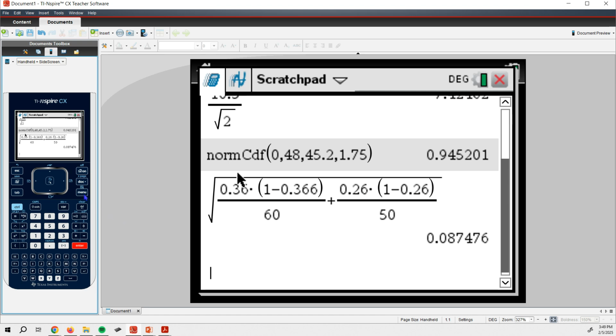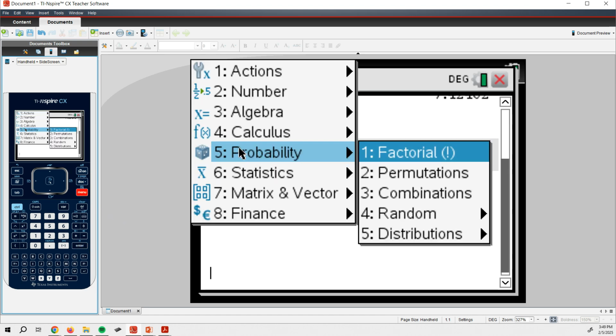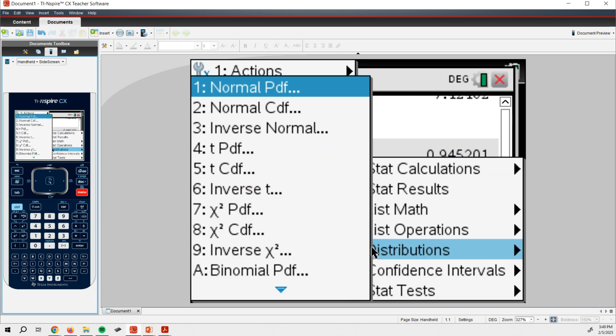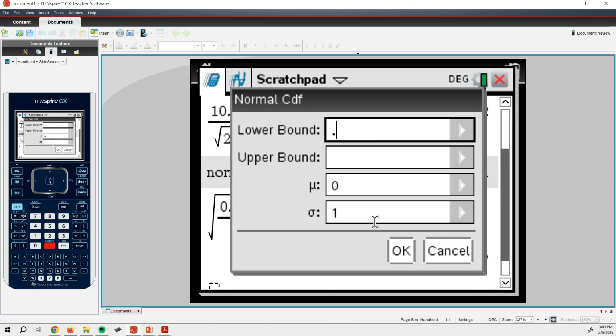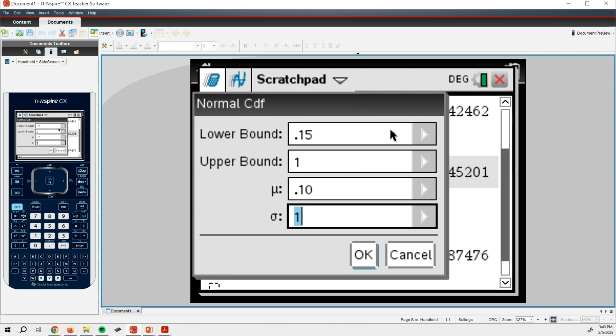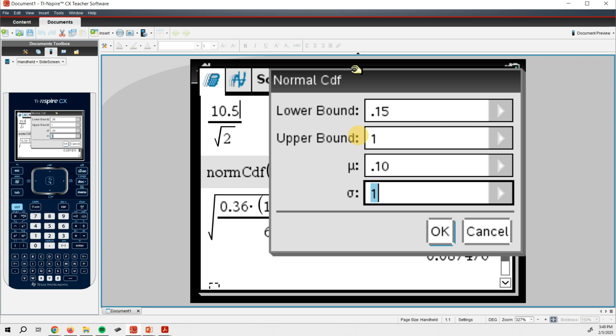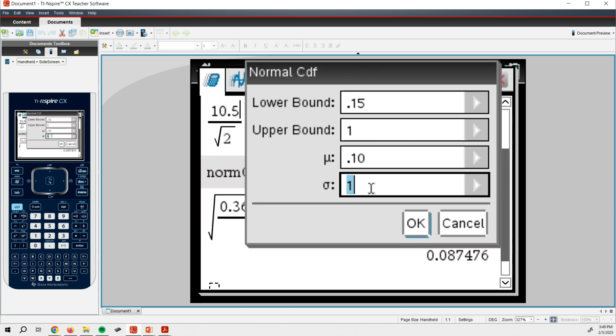So now we can do menu, probability, statistics, whatever you want to do, distributions. Either way, you'll get there. Norm CDF. So our lower bound should be 0.15. We want the difference to be greater than 0.15. Our upper bound would be 1. Our mean was 0.10, and our standard deviation, naturally, I didn't write down. And I can't move that, I don't think. Oh, I can. It's 0.08746. Let's hope that comes out to a number that's an answer choice for us.